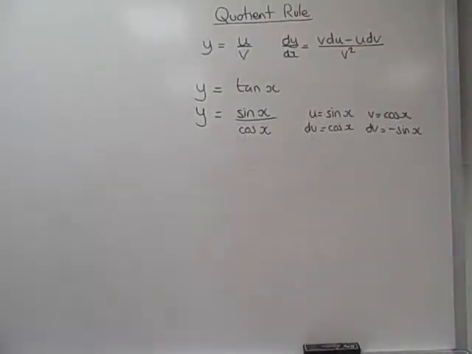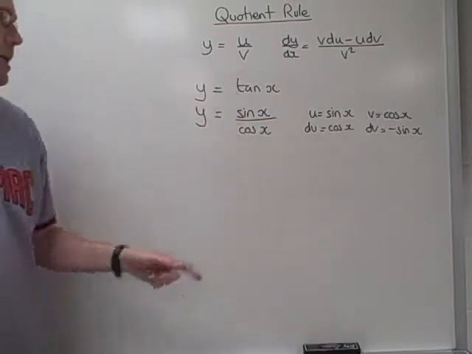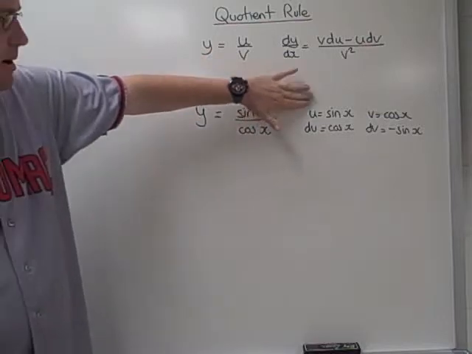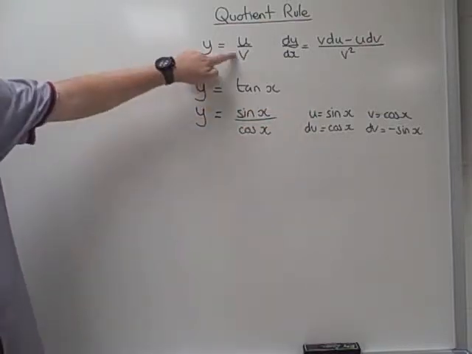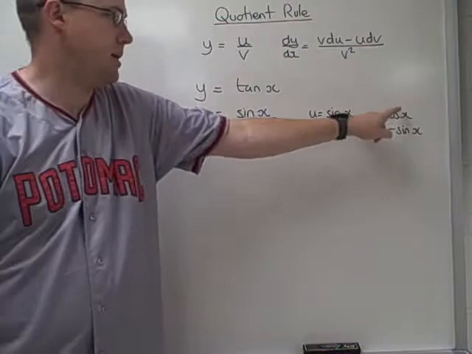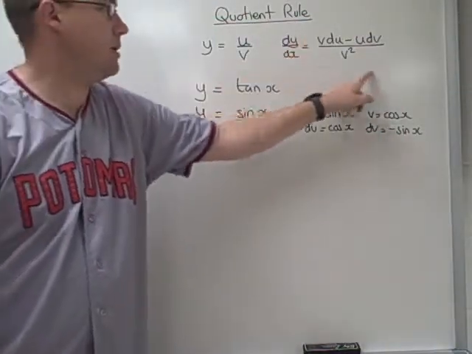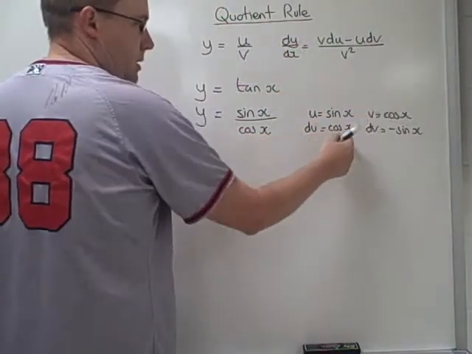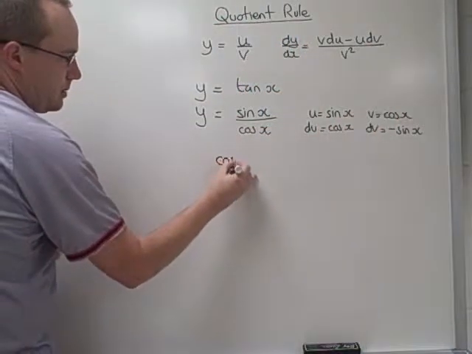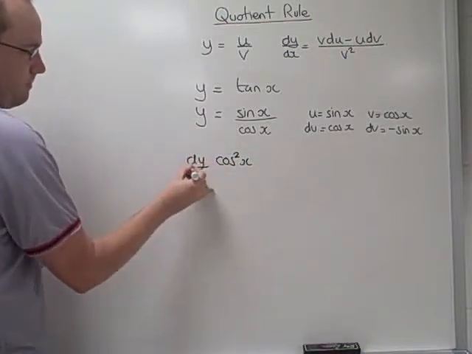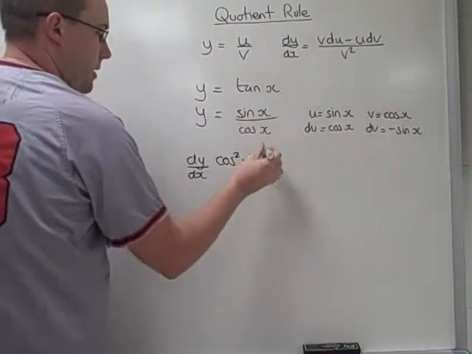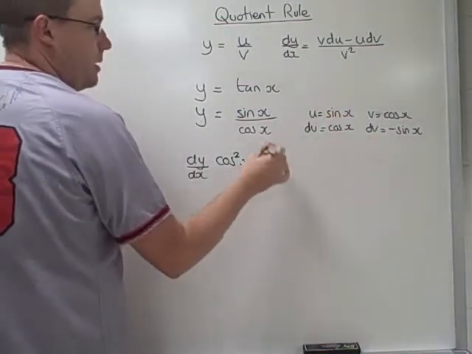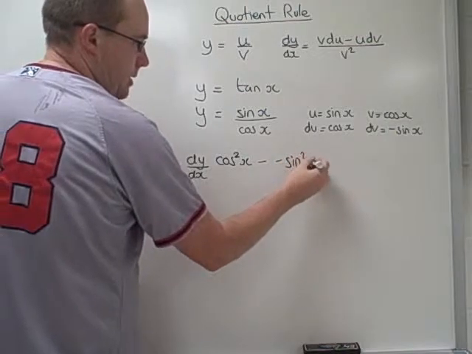So another ratio we can also use the quotient rule for is tan x. The definition for tan x is sine x over cosine x. So I've called u equal sine x here and differentiated. I've called v equal cosine x and then I've differentiated that. And then using this quotient rule here, I can just substitute those values in. So v times du is these two terms here. So cosine times cosine is cosine squared. Minus u times dv, so sine x times negative sine x, which would be negative sine squared x.